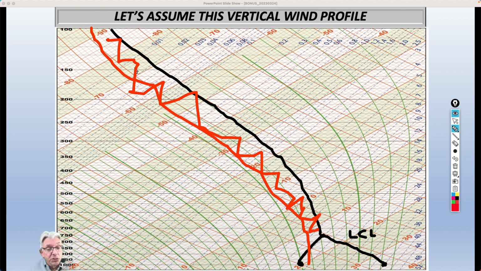And the more CAPE there is, the more acceleration there is, the more stretching there is, and the more rotation is generated. And so that's another way to generate rotation in addition to the vertical wind shear that we talked about on Tuesday. All right. I hope that makes a little bit of sense.